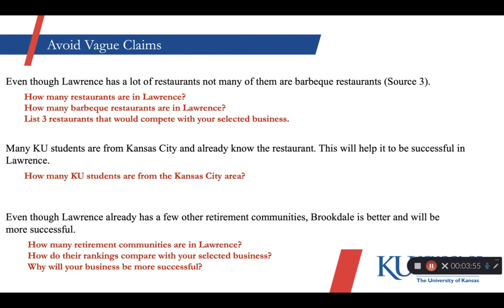Avoid making vague claims. Instead, use evidence. The example sentences here are vague. They make claims but don't provide evidence to support each claim. The questions in red show the type of evidence to add to improve your proposal.